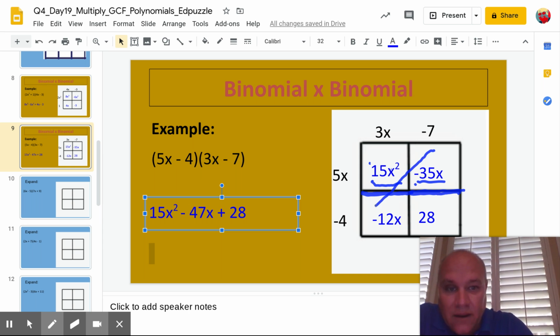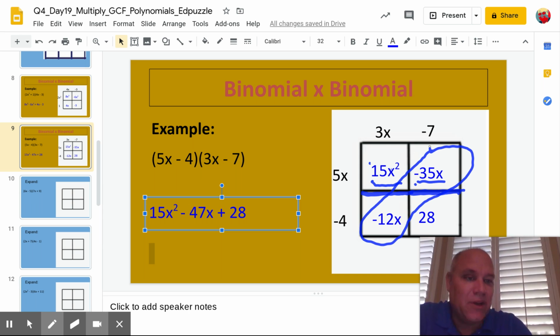That's right. This negative 12x and the negative 35x. So we have to combine those. So we just add them up. So what's negative 35x plus negative 12x? That's right, it's negative 47x.